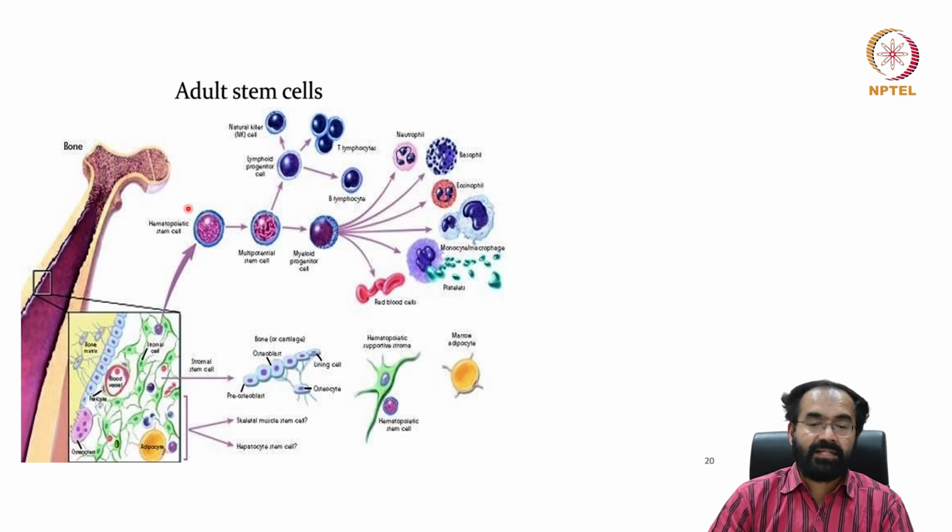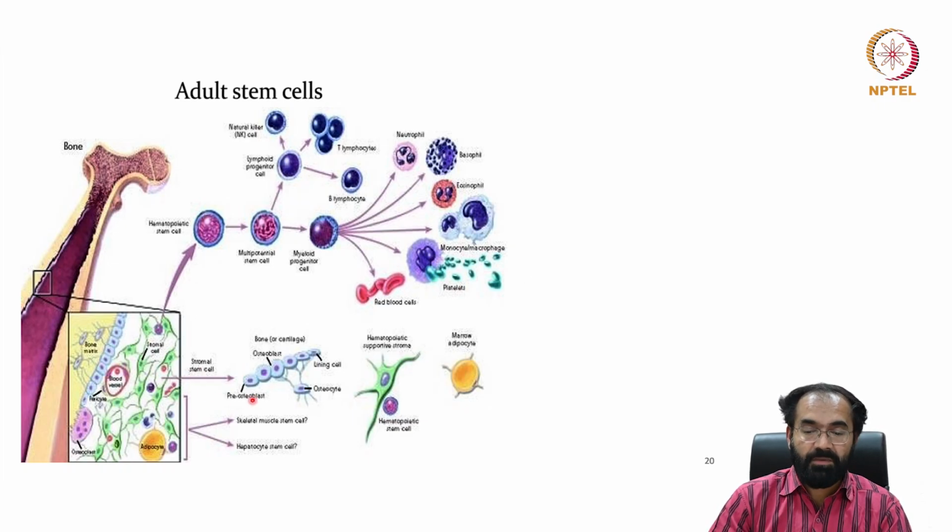Adult stem cells, you can see like this. This is the bone. Bone has bone marrow stem cells, which give rise to the hematopoietic stem cell and multipotent stem cell, and it gives rise to the myeloid lineage or lymphoid lineage. The lymphoid lineage gives rise to a bunch of cells: natural killer cell, T lymphocyte, B lymphocyte, etc. And the myeloid lineage gives rise to neutrophil, basophil, eosinophil, monocyte, macrophages, platelets, and RBCs.